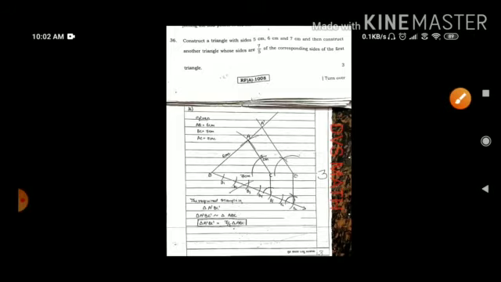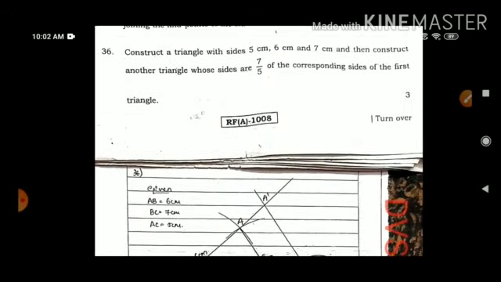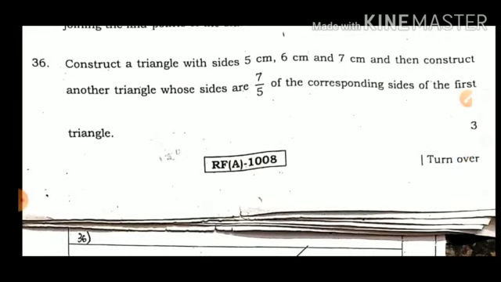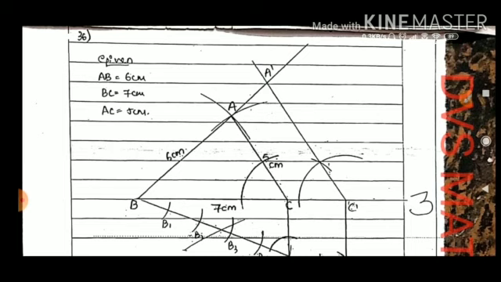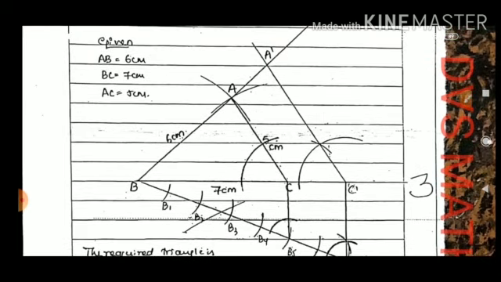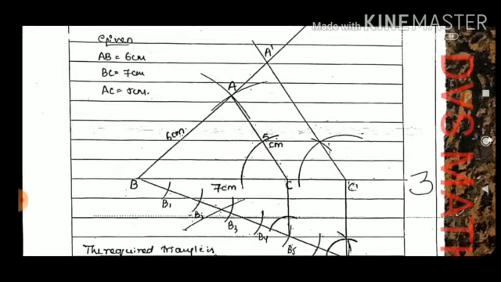Next, this is also a very definite question, which is a construction question. Construct a triangle with sides 5 cm, 6 cm, 7 cm. Then construct another triangle whose sides are 7 by 5 of the corresponding sides of the first triangle. So here, given AB equals 6, BC equals 7. See how the construction is very neat. So please maintain the neatness.